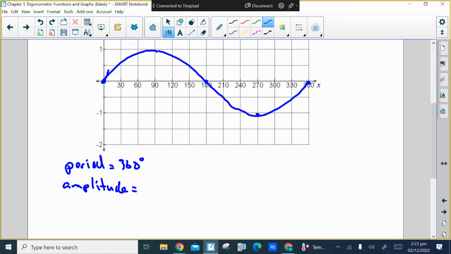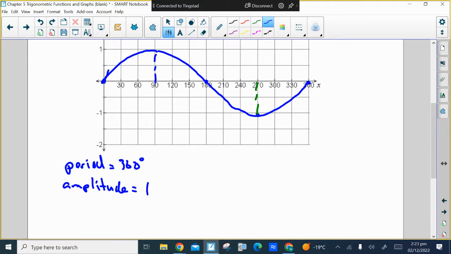The amplitude is basically how high the hills are or how deep the valleys are. It's the distance from the horizontal midline, the x-axis, up to the maximum. So that is a distance of 1 unit up there, or from the horizontal midline down to the minimum. It's the height of the hills or the depth of the valleys. Those are both 1 unit. That is the amplitude of the graph.